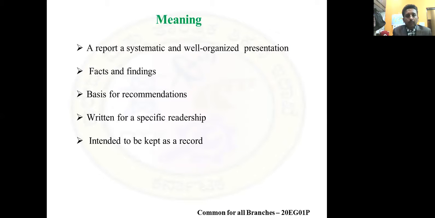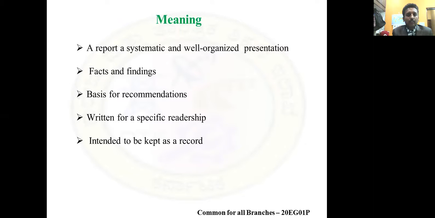So, a good report is always fact finding and not fault finding. It should be prepared impartially. The writers of the report should be impartial in their outlook and approach.